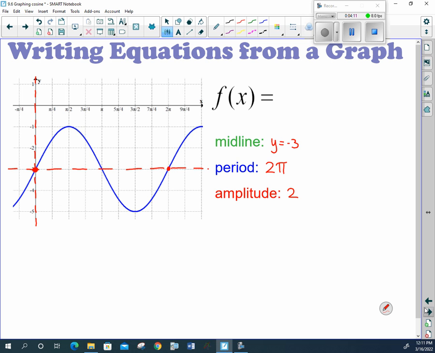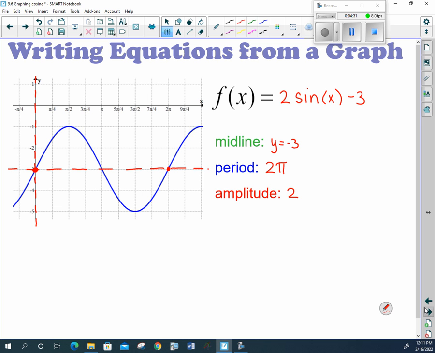So when we go to write this, we're going to say f of x equals 2, we're doing a sine curve of x. And then what are we doing? We're going down 3 for our midline. So there's our equation.